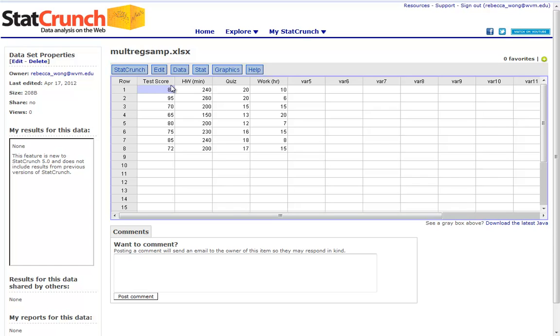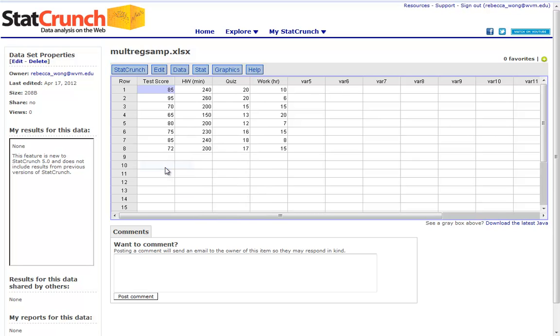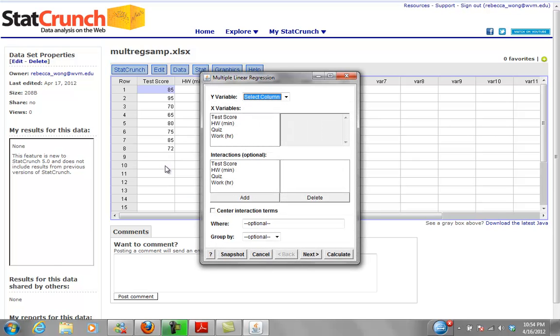So what I'm going to do is ask my computer to do a multiple regression. So I'm going to come here to regression, multiple, linear. So my y variable, my outcome variable, my dependent variable is going to be test scores. And I'm curious if test scores are related to homework, to quiz scores, and to work.